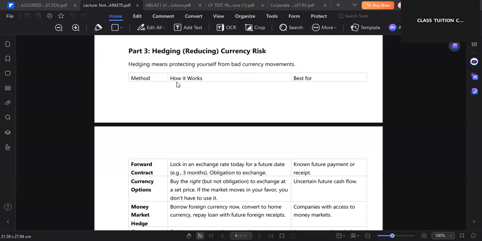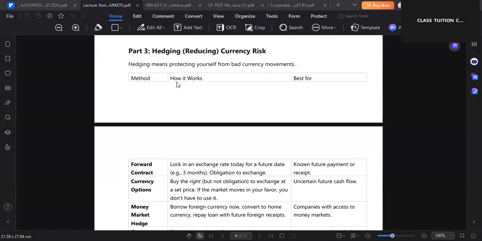The second method is what we call currency options. It's an option that gives you the right, but not the obligation, to exchange currency at a set price. This is more flexible than the forward contract. For instance, you may have an option to sell dollars at 13 kwacha. But when the market rises to 14, you simply let the option expire and sell at that better market rate. Of course, you need to pay a certain fee, a premium, for this flexibility.